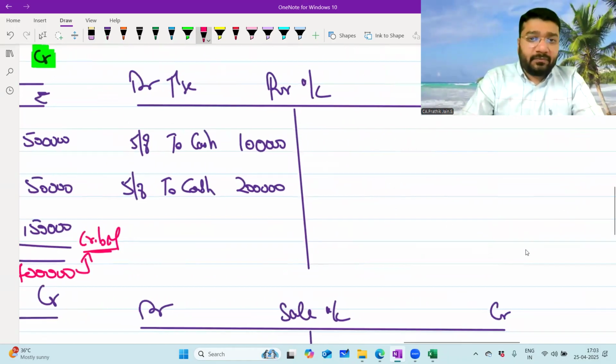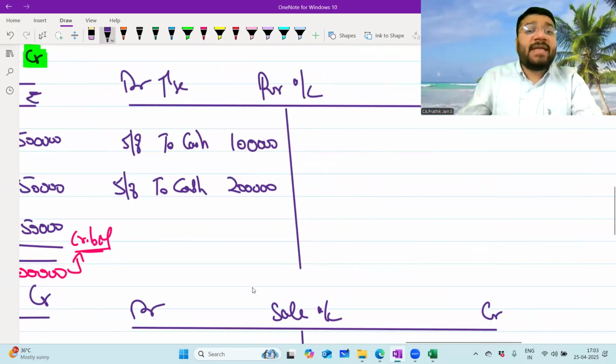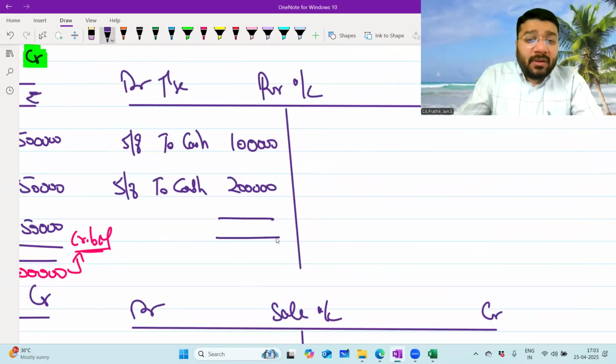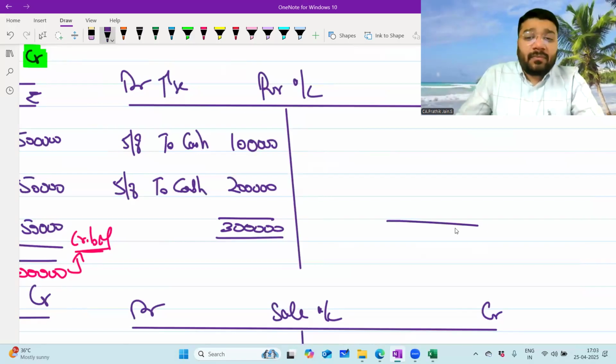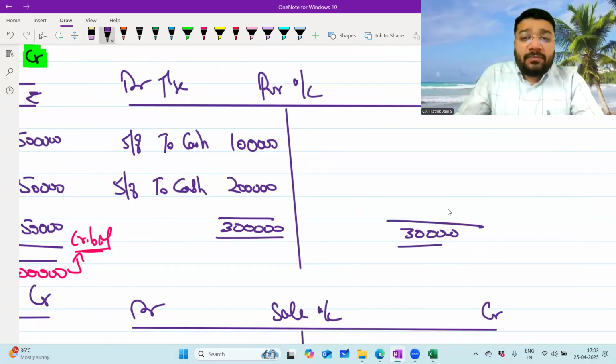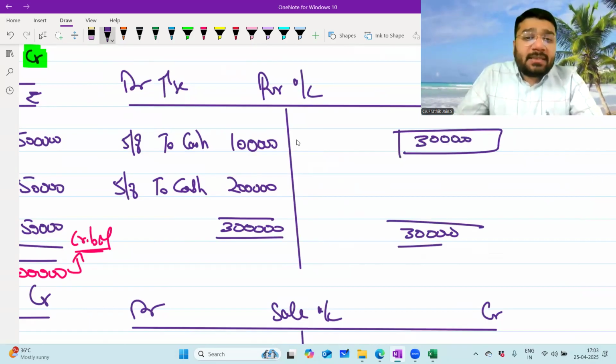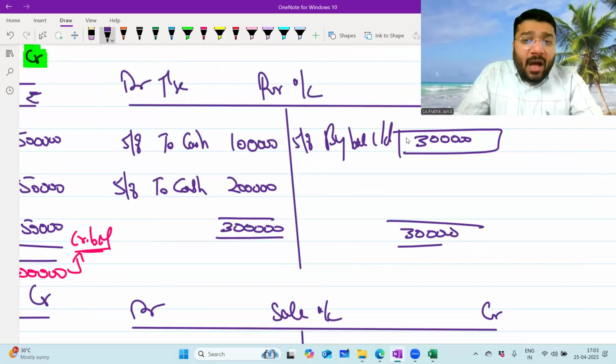Okay. Purchases. Which side total looks higher? Debit side looks higher. It is 3 lakh rupees. So 3 lakh should be here also, but nothing is here. So balancing is full 3 lakh. This is called as by balance carry down.